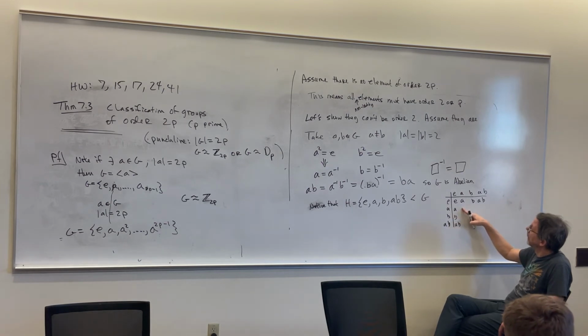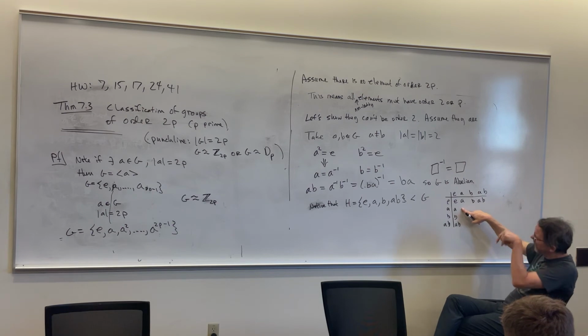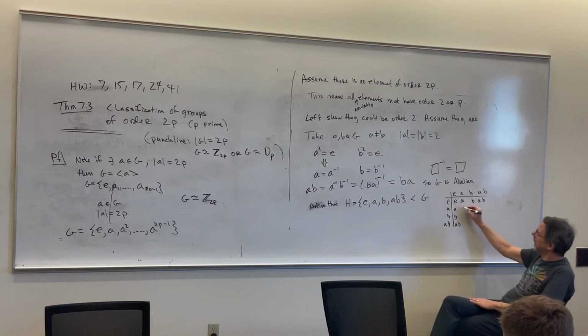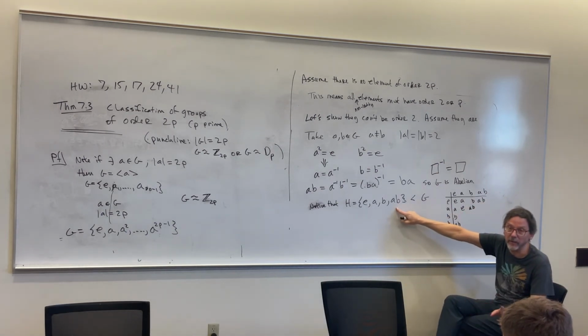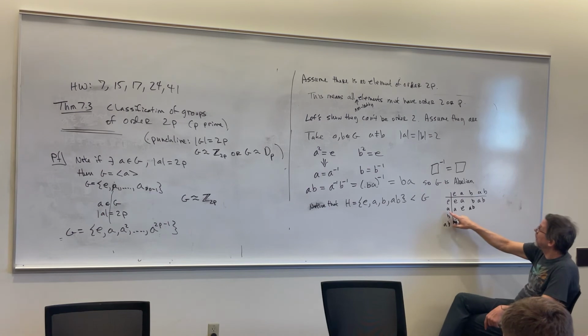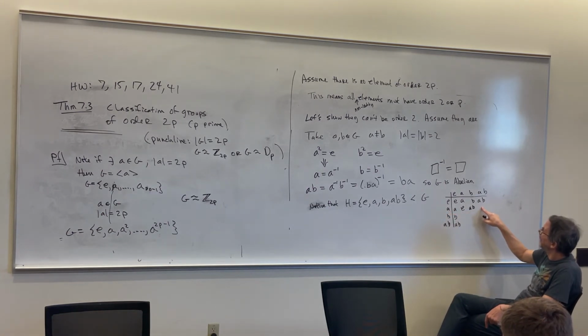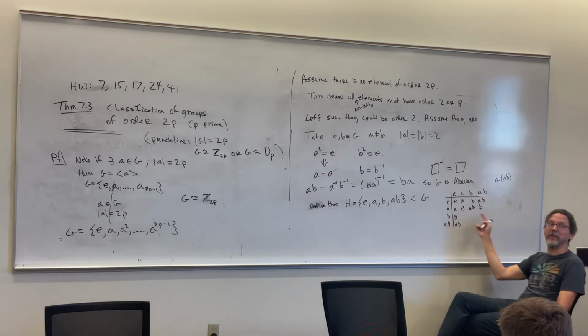What goes here? What goes here? AB, right? Just AB. We're claiming that's a different thing here. And what about, what goes here? What is A times AB? It's just B. Looking like a Cayley table, right? One occurrence of each thing.